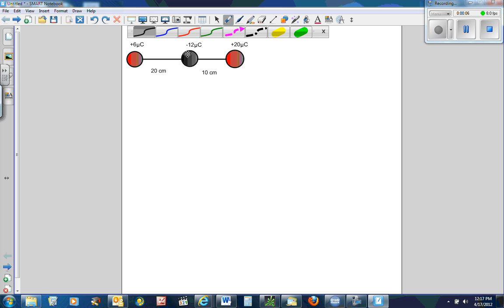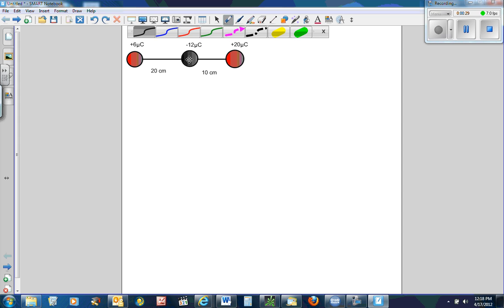Alright, here's the question. What's the net force on the middle particle from the two on the end? Well, the two on the end are both positive and this one's negative, so that means the 20 microcoulomb is pulling on the negative 12 microcoulomb. And the 6 microcoulomb over here is pulling to the left on the 12. So 20 is pulling to the right, 6 is pulling to the left. That's because they're opposite charges.